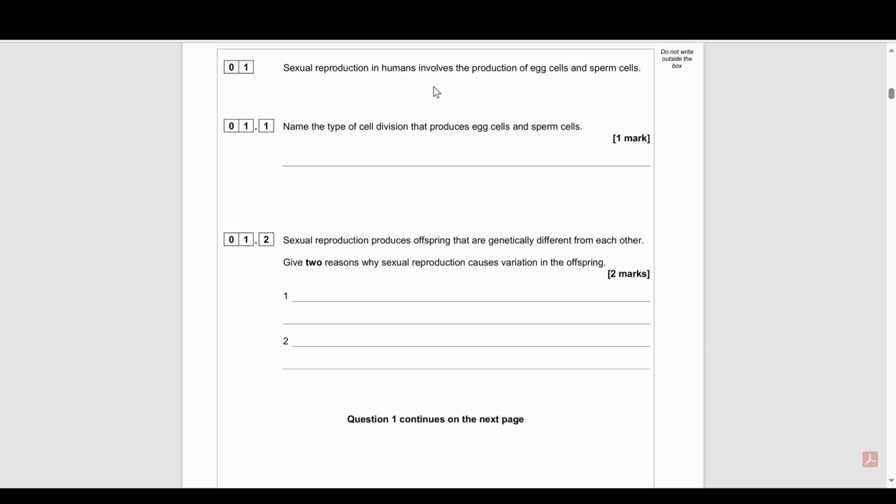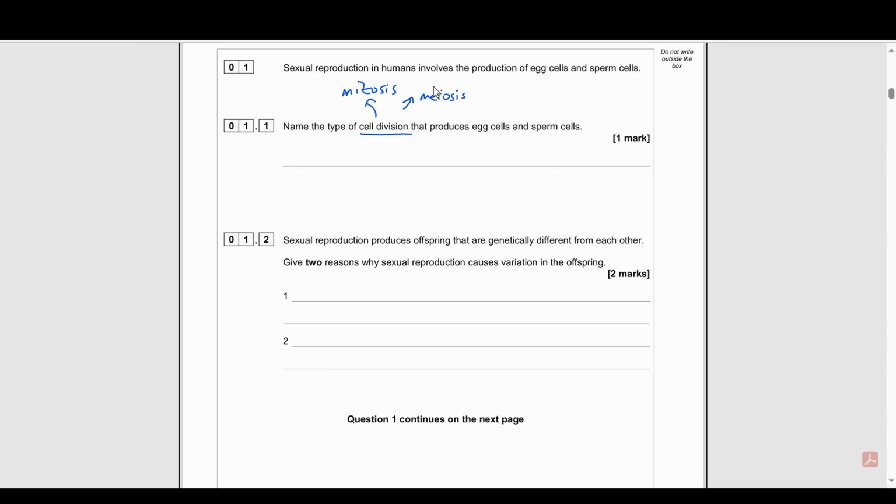1.1. Name the type of cell division that produces egg cells and sperm cells. So we're dealing with cell division. What we have learned are two types of cell division, which are mitosis and meiosis. But they're producing egg cells and sperm cells.